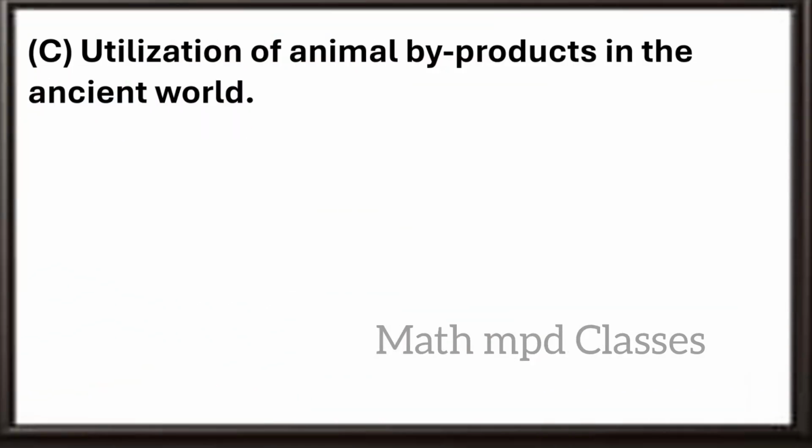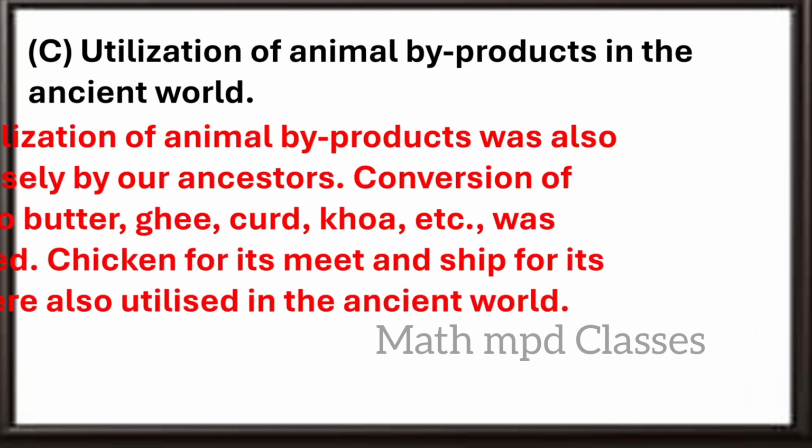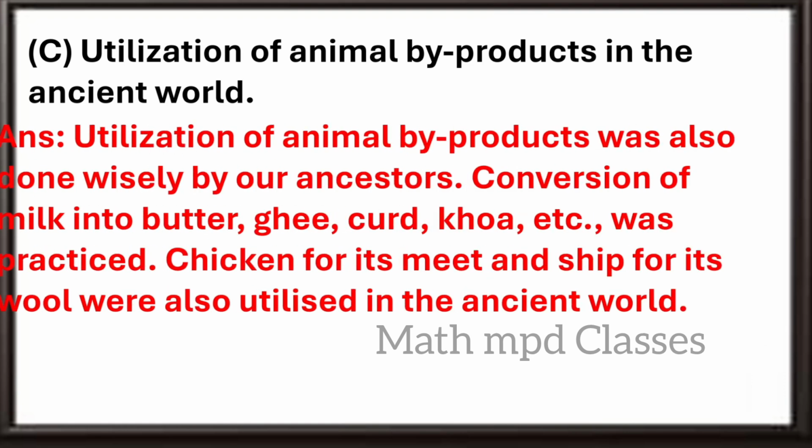Next question, utilization of animal by-products in the ancient world. Answer, utilization of animal by-products was also done wisely by our ancestors. Conversion of milk into butter, ghee, curd, khoa, etc. was practiced. Chickens for their meat and sheep for their wool were also utilized in the ancient world.